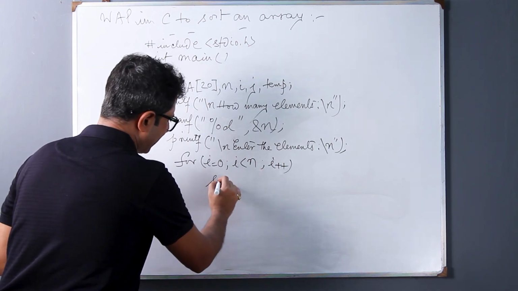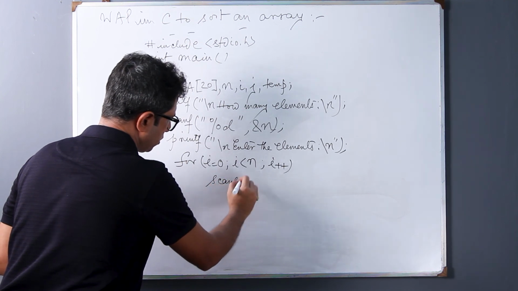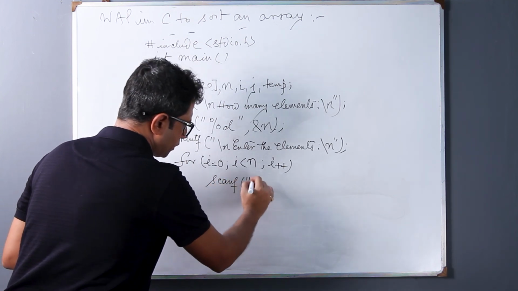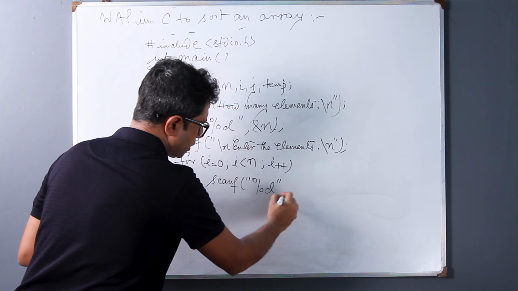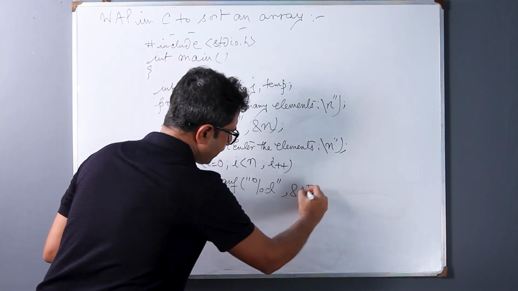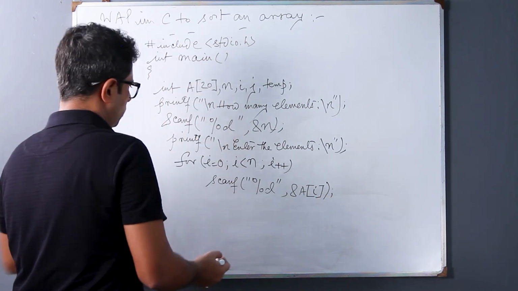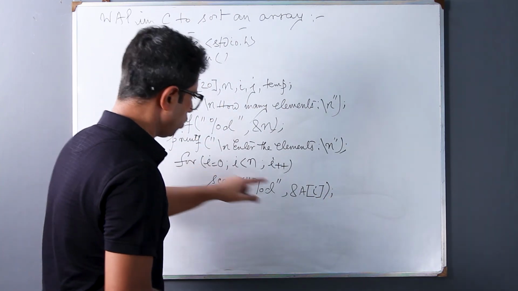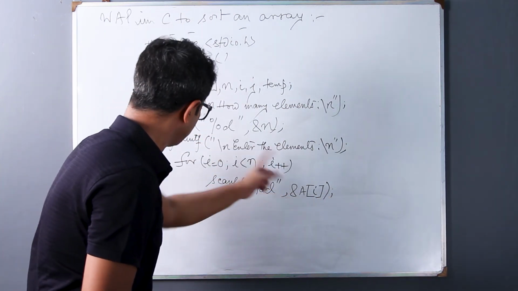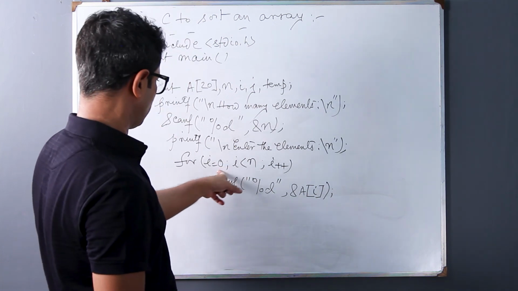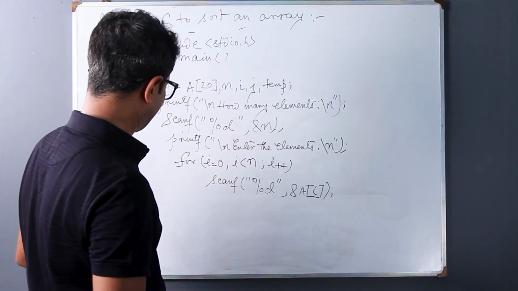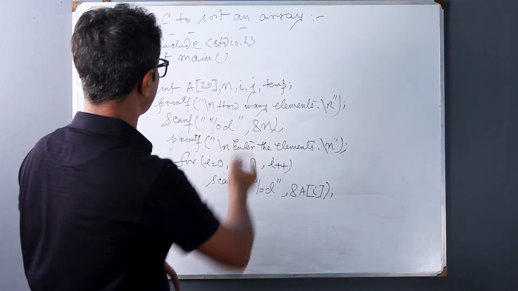So, scanf("%d", &a[i]). And what is the subscript? i. So, when i is equal to 0, then a[0] will be entered by the user. Whatever the user enters will go to the a[0] position of the array, like this.